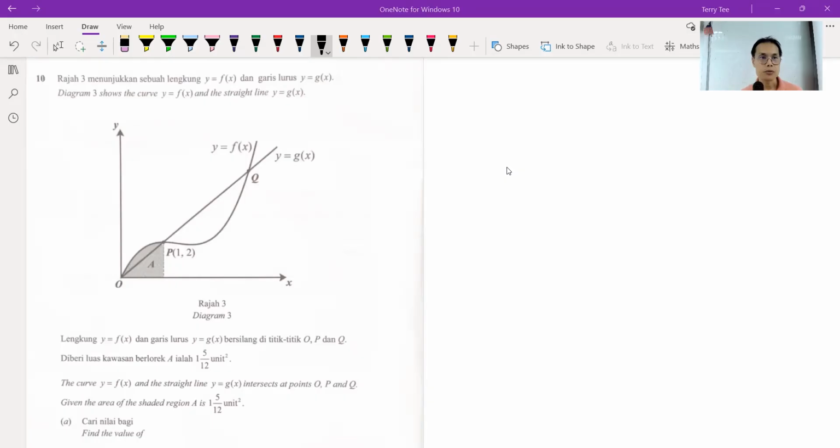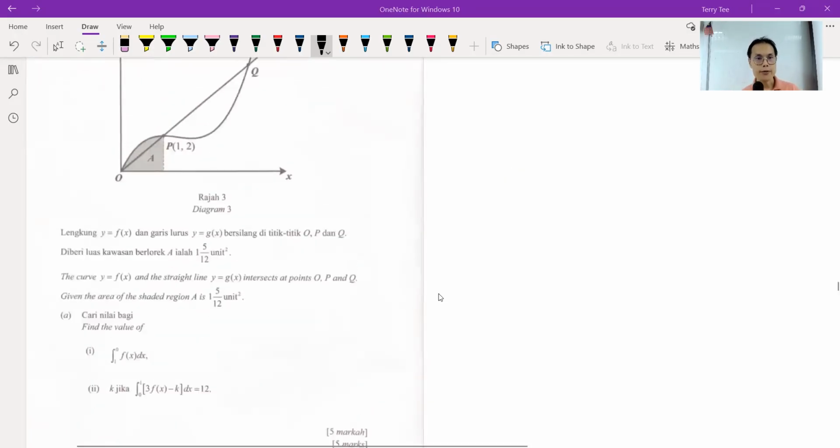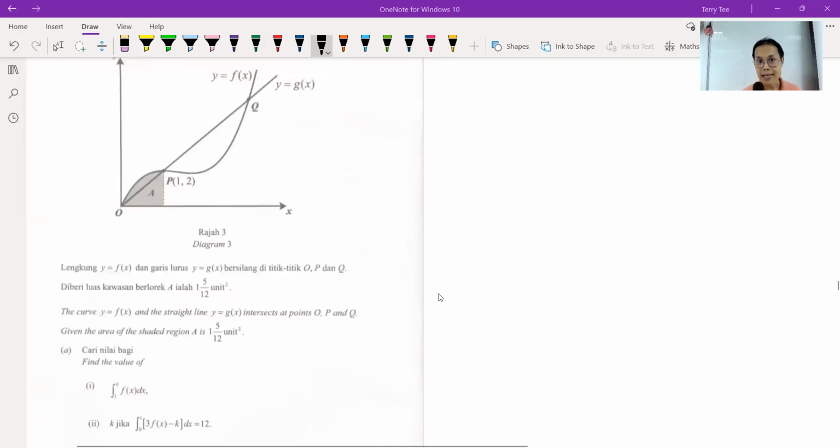Question number 10. Rajah menunjukkan sebuah lengkung y equals f(x) dan garis lurus y equals g(x). So lengkung y equals f(x) dan garis lurus y equals g(x) bertemu di titik O, P, dan Q. So luas kawasan berlorek A ialah 1 5/12. Okay. So cari nilai of integration, pengamiran 1 to 0 f(x) dx.